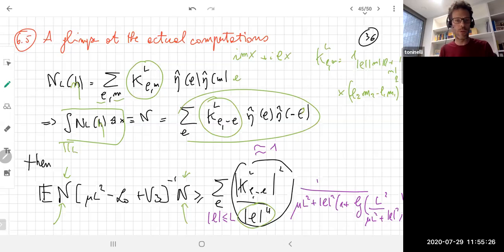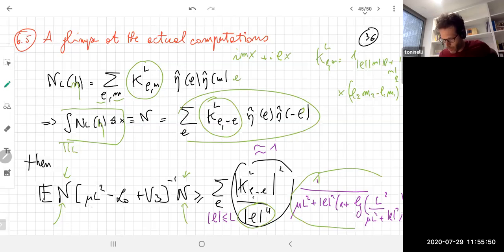Each n contains 2 etas. There are 2 other etas from the other n. When you take the expectation, you get the square of a variance. So you get the 1 over L to the 4. And then all this purple thing in the middle just comes from this inverse operator. It's diagonal, so you can really just take 1 over it. It's just a fraction of numbers.